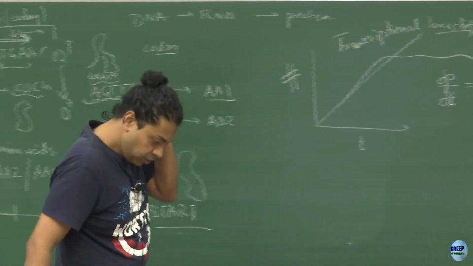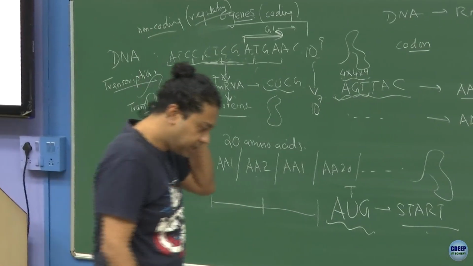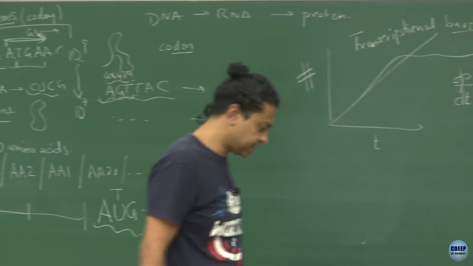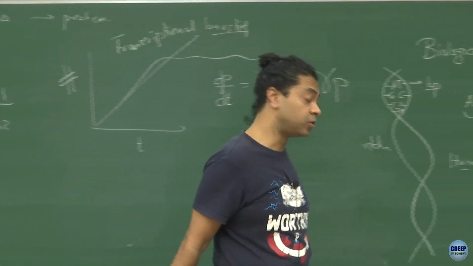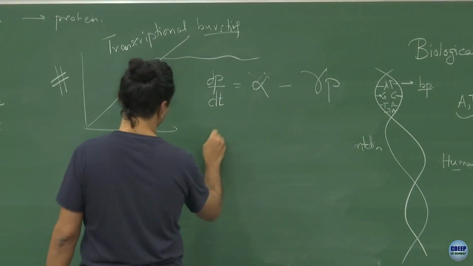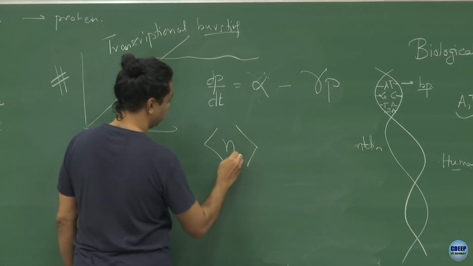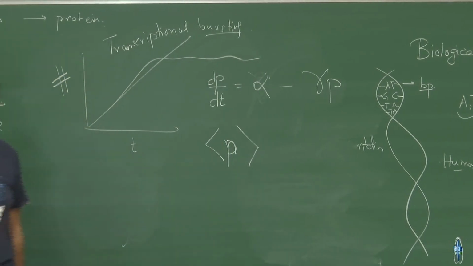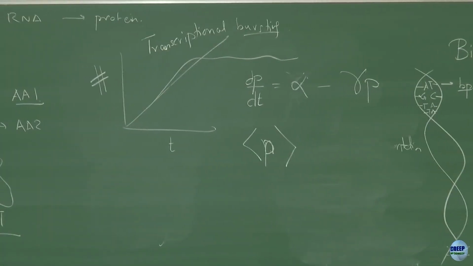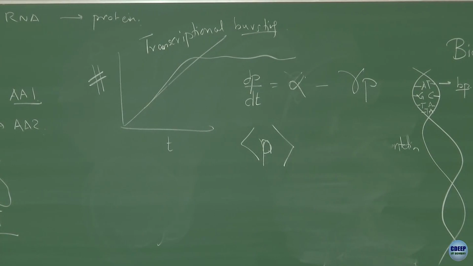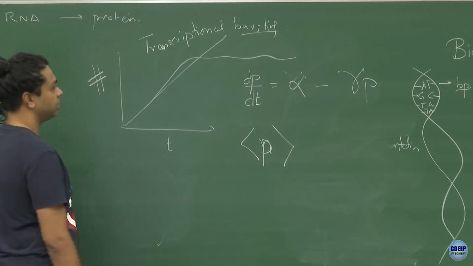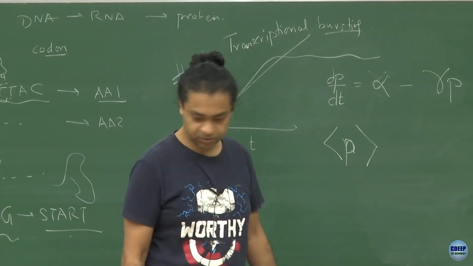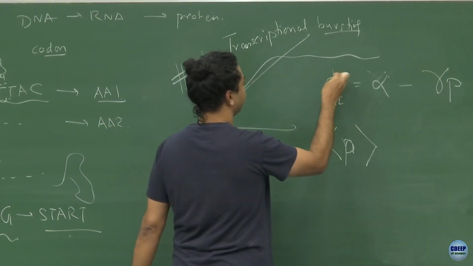Bursting, which means that if you were to tell me that I want to do some calculation based on the average number of proteins, then writing P, average number of proteins, is perhaps not the best quantity to be working with. The best quantity perhaps is N, the number of proteins. I should always try to avoid P.